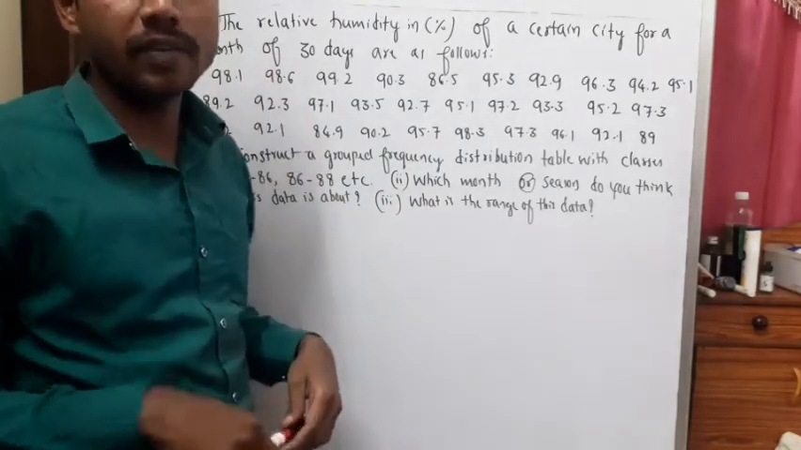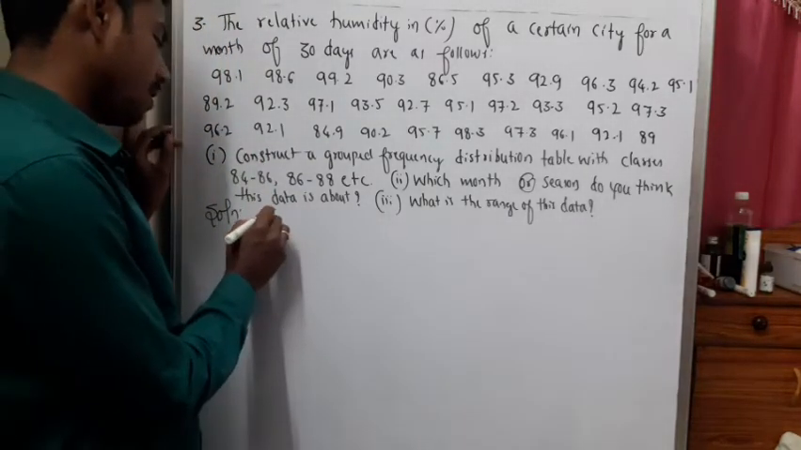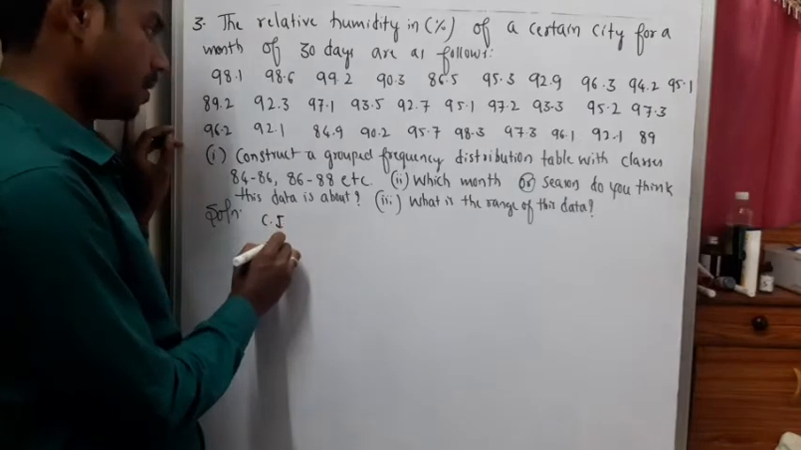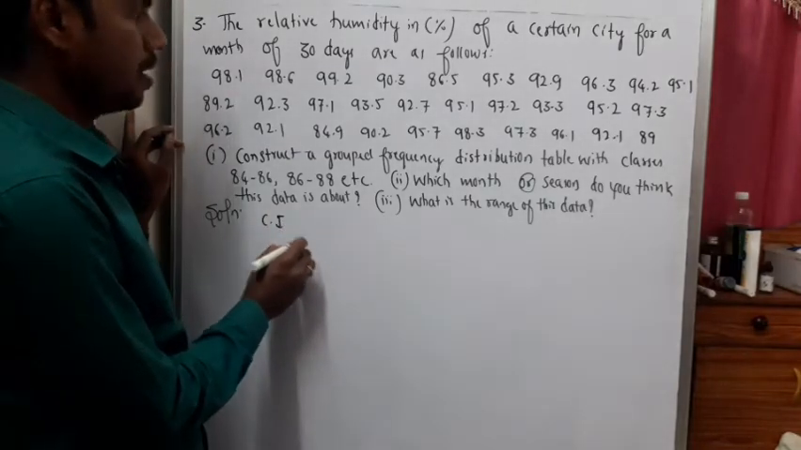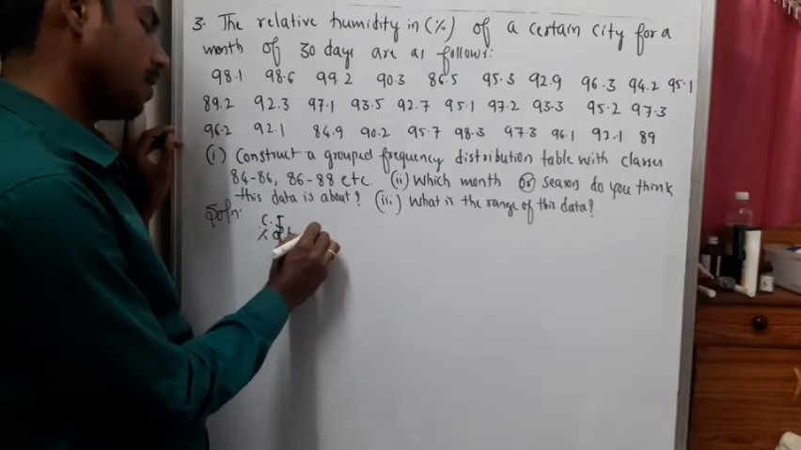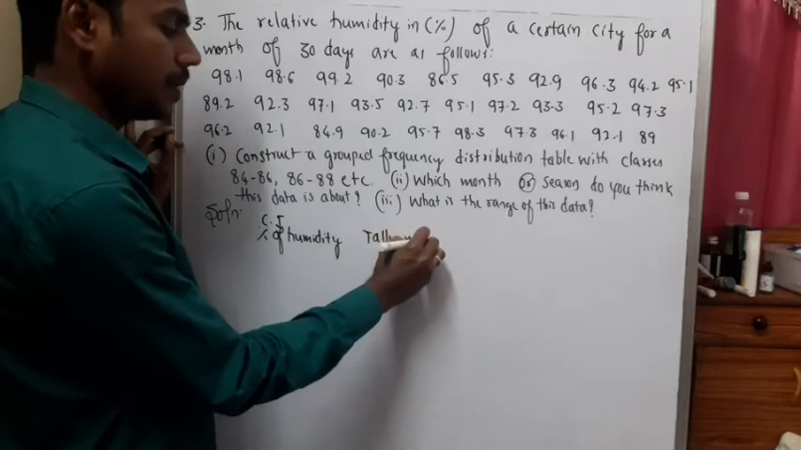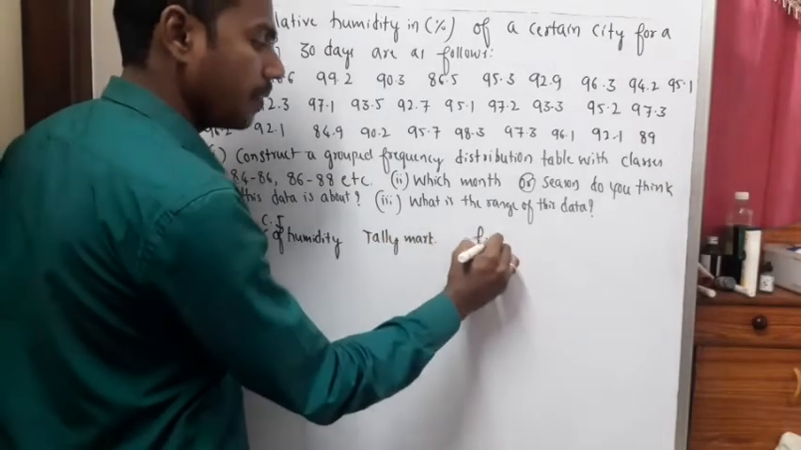First we will draw the frequency distribution table. So what will be there? The class interval, in which the percentage of humidity will be there, then tally mark, followed by frequency.